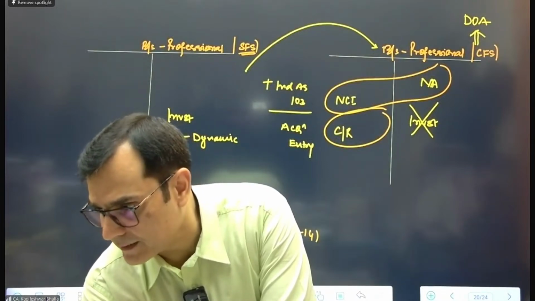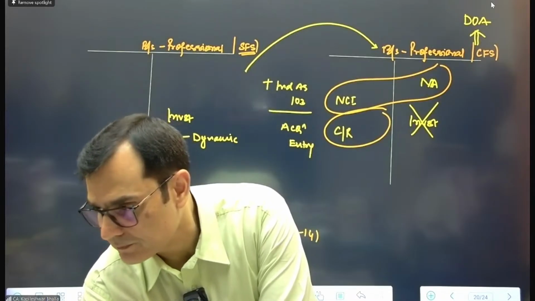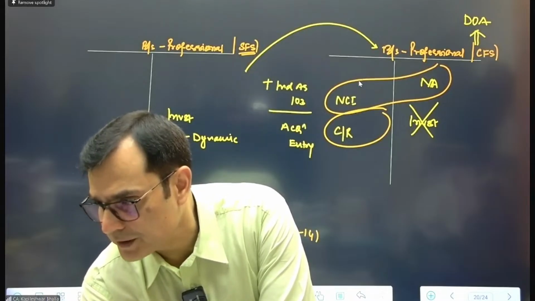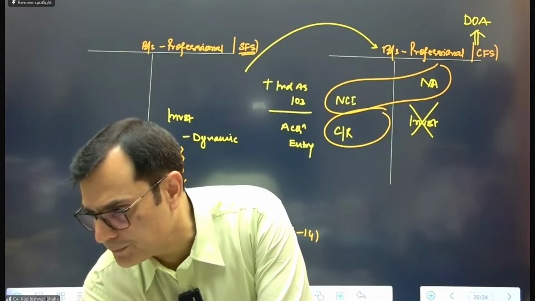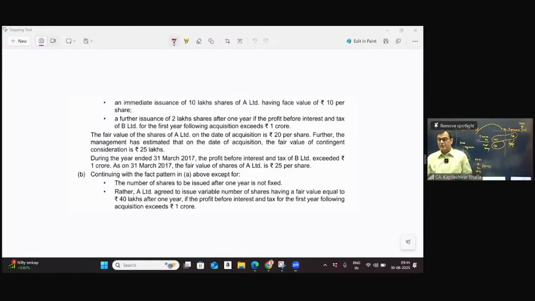So we are now looking at that the consideration is payable in 2 tranches. Let me share the second part of the question to you. It says, number 1, an immediate issuance of 10 lakh shares in A with a face value of 10 rupees per share. Is this DC or CC, or is this shares immediately given? Sir, this is shares immediately given. Correct. So this is not DC, this is normal issue of shares.